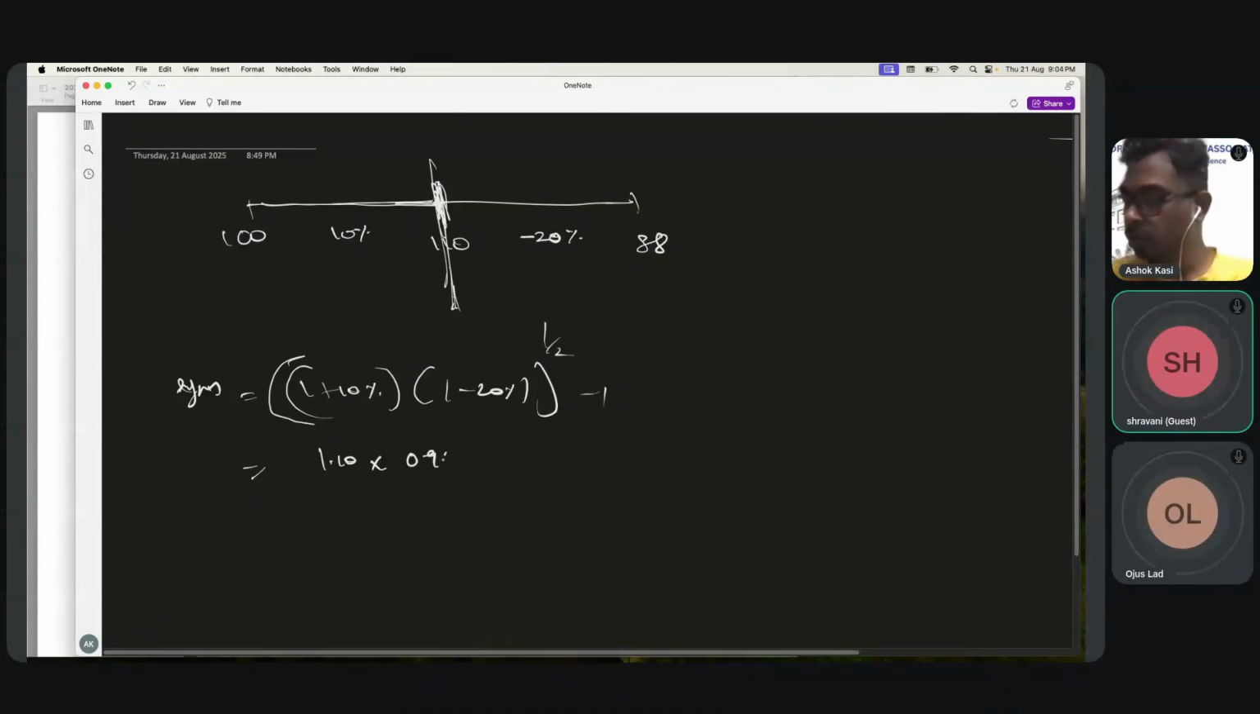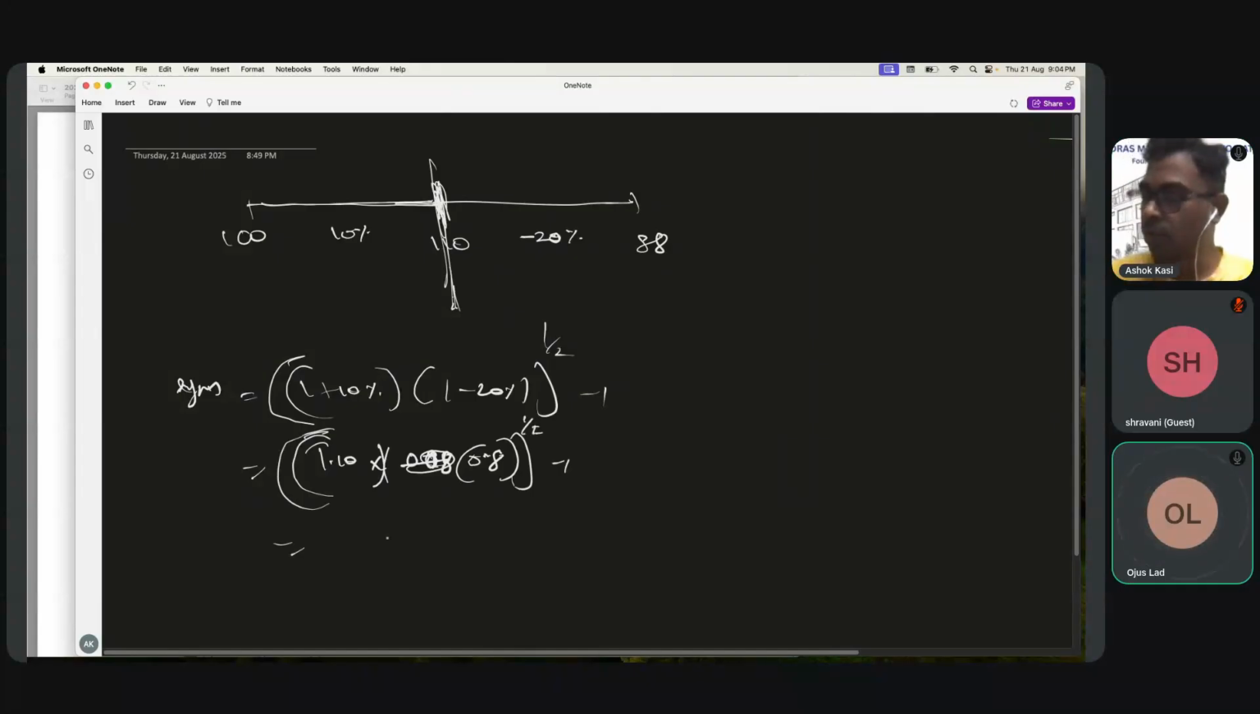0.8. Then raised to half. It would be 0.93 something. Overall, how much is it coming to? 0.0619. That means 6.19 percentage.